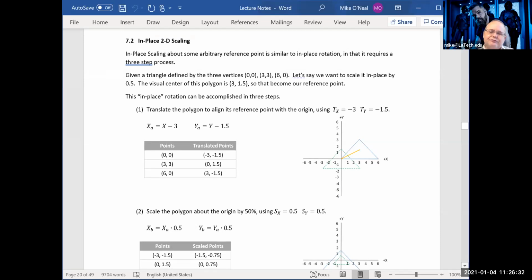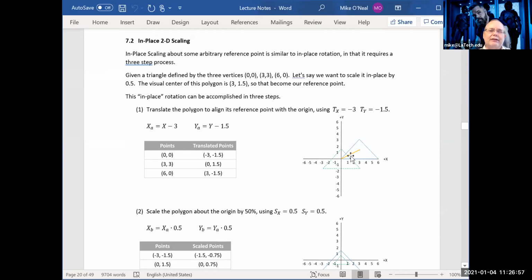So let's say that we had this blue triangle here. And this time I'm actually putting the reference point at its visual center. So what's our little triangle? Our little triangle is 0, 0, 3, 3, and 6, 0. So this is our little triangle.